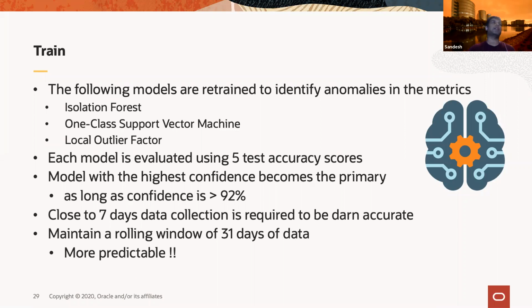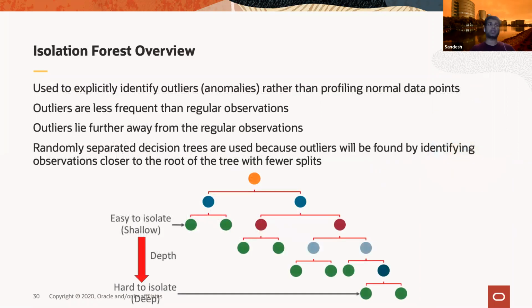Now, what are these various algorithms? Isolation forests are used to identify anomalies rather than basically profiling just normal data points, right? So outliers are less frequent than just regular observations. So what we use is something called randomly separated decision trees, because these outliers will be found at the root of the tree, which has the fewest number of splits, all right? So if something is deep, it's harder to isolate. If something is up, it's easier to isolate. So this is isolation forests.